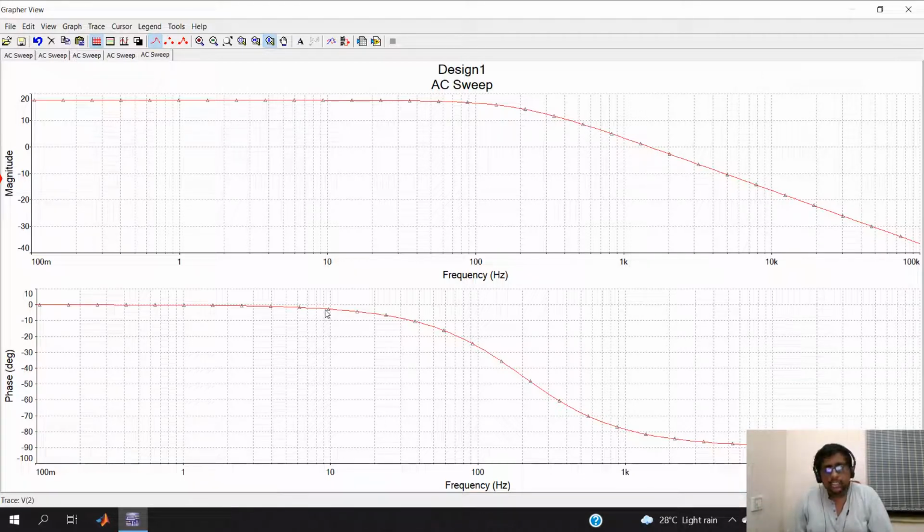And after that, it can be observed that there is a considerable change in the phase. There is a phase shift between the input as well as the output. And when you are going at around 10 kilohertz or 100 kilohertz, the phase shift is almost 90 degrees. So let us verify this using oscilloscope.